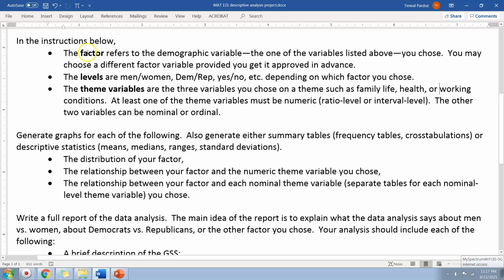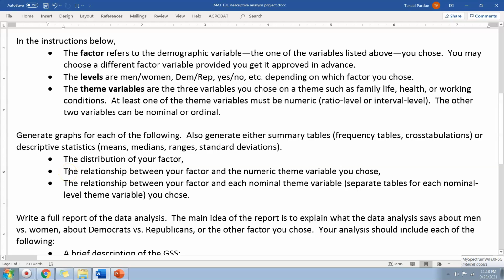Now, your factor is going to be categorical. All of those factors are categorical. So what this means is that the distribution is going to be using a frequency table and bar chart. So I just gave you that one.